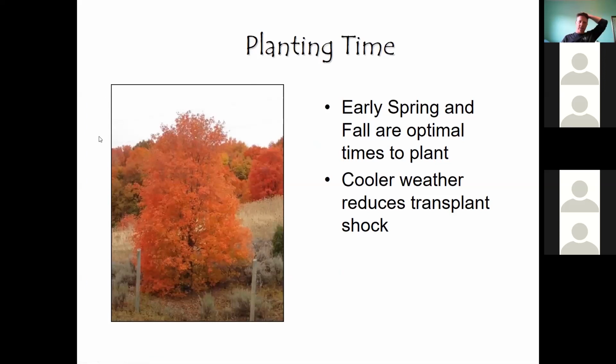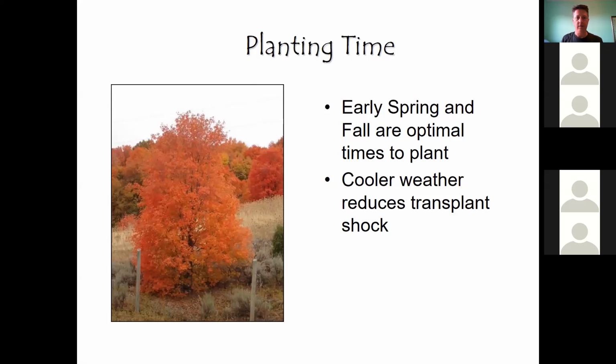All right, so planting time. I get a question quite a bit: is it better to plant in the spring or is it better to plant in the fall? And the answer is yes. They're both good times to plant. Early spring and fall are kind of optimal. If I only had one time, I'd pick the fall.